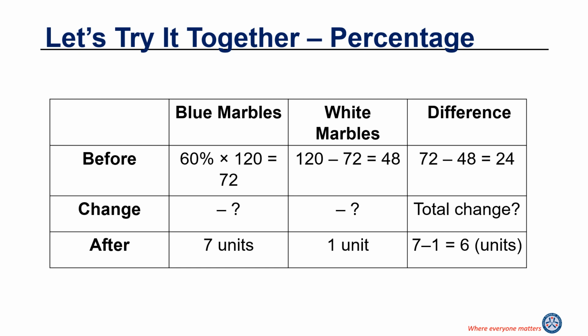Read the question carefully. First, study the problem. What is it telling us? We are told Tom gave away an equal number of blue and white marbles. So we know the difference between the number of blue marbles and white marbles remains unchanged. So we make the difference after change, that is 6 units, equal that before change, and that is 24, which is obtained by subtracting the number of white marbles from the blue marbles.